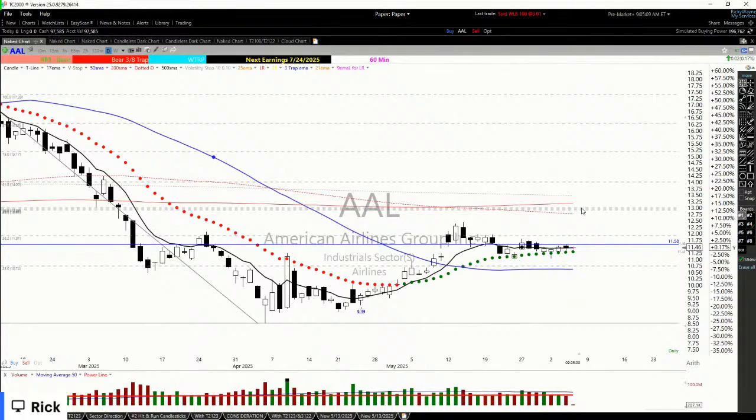50% retracement, that puts us near that 200 period moving average. This is a rounded bottom breakout, and that gives us about a 10, 11% gain on this. Nice chart.